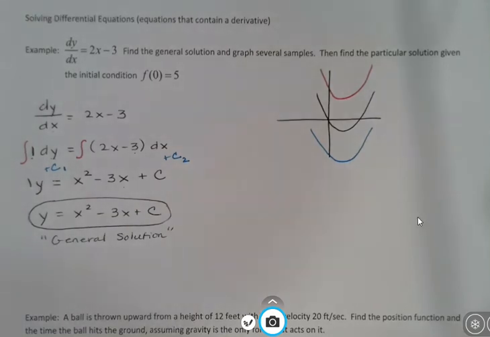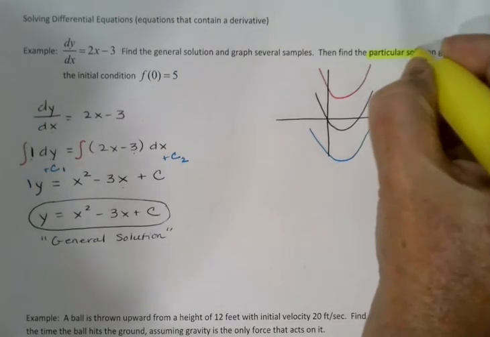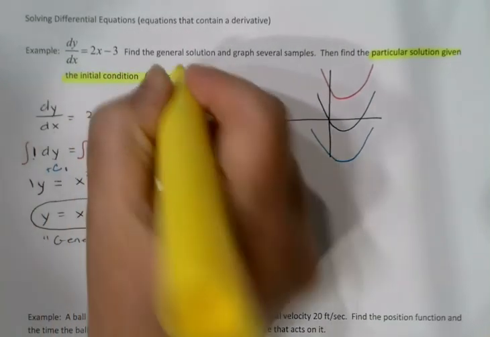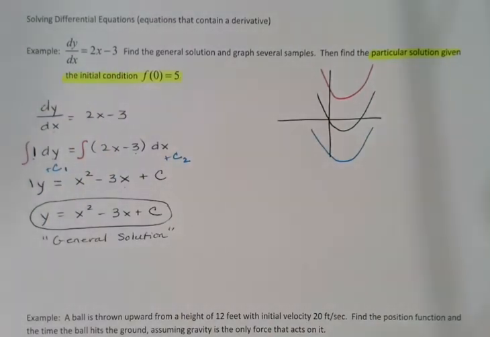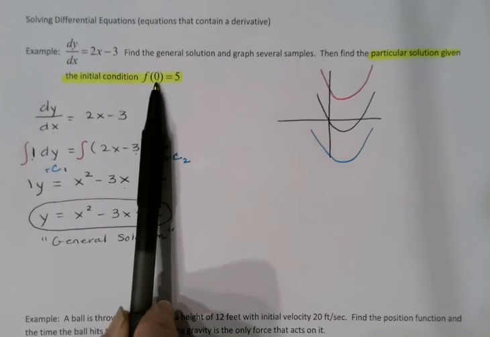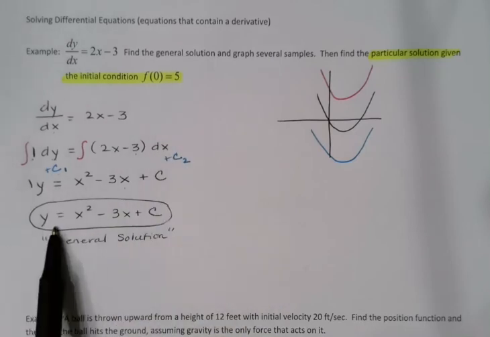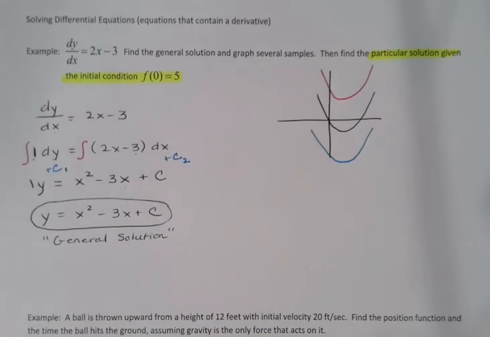All right, the next thing we're being asked to do is to find the particular solution given an initial condition, f of 0 equals 5. An initial condition is nothing more than an x and a y value that have to be on the graph. So this graph has to contain the point x equals 0 and y equals 5. If I plug those into my equation, I'll be able to solve for a specific c value and get what's called a particular solution.